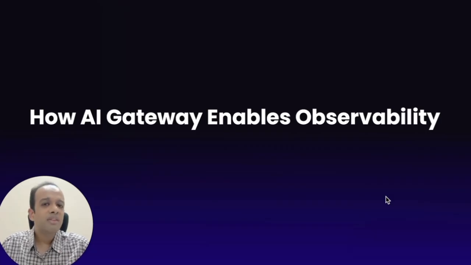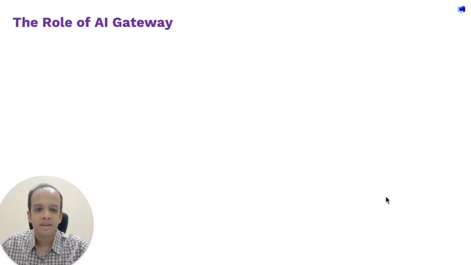Now, this is all well and good. We have understood the concepts of observability. We have understood monitoring and tracing. And we have seen how these would really help overcome the challenges of agentic AI systems. Now, one key area here is the AI Gateway, where the AI Gateway really helps enable observability. Let's discuss the role and why the AI Gateway is very easy and critical for enabling observability.